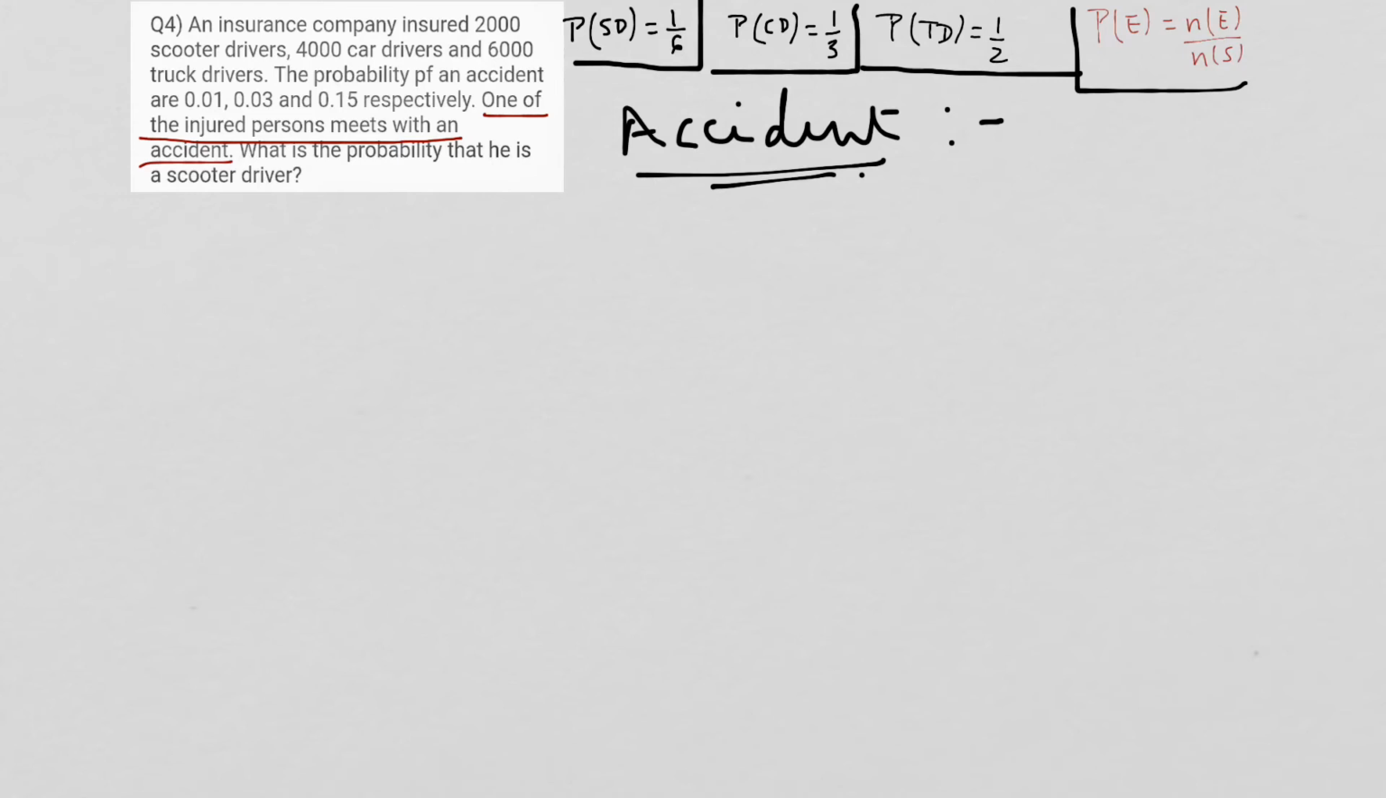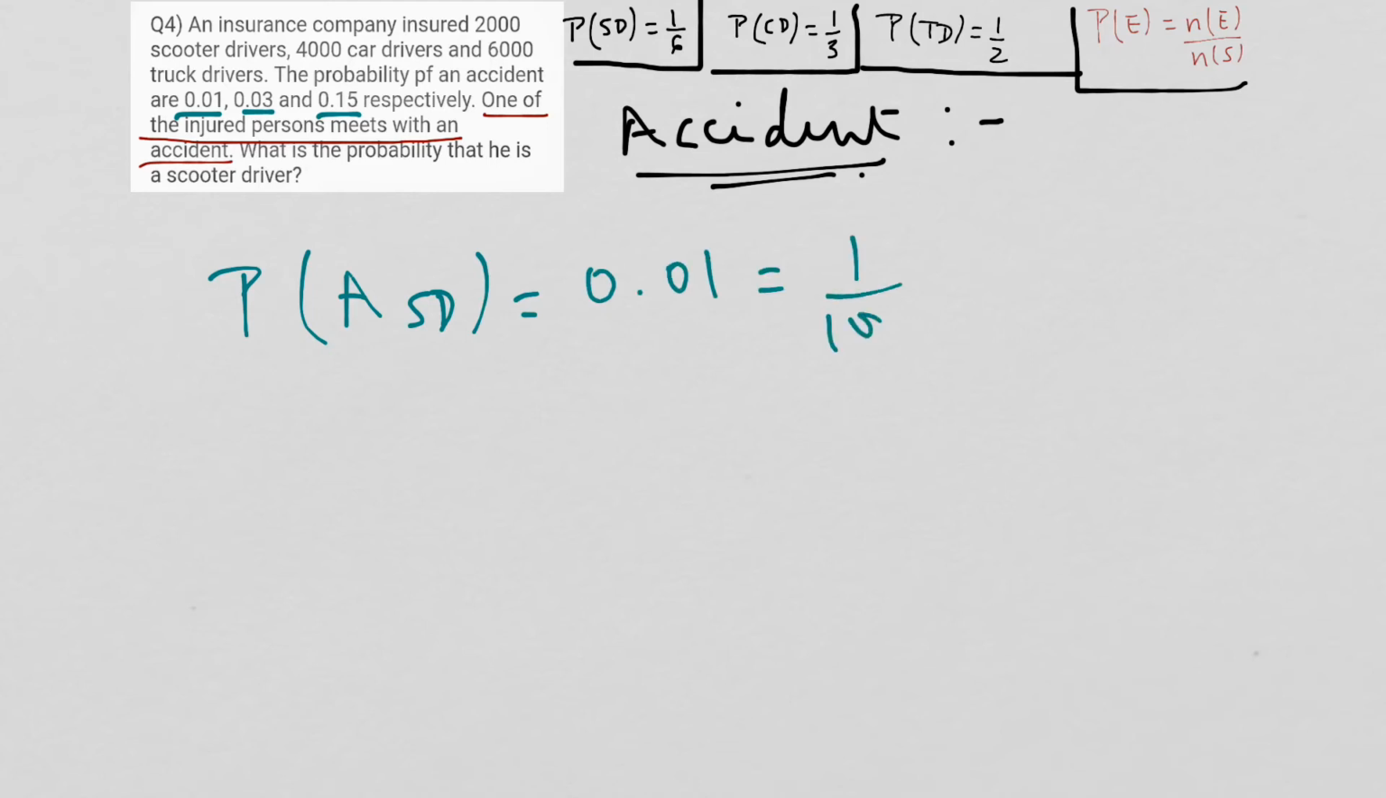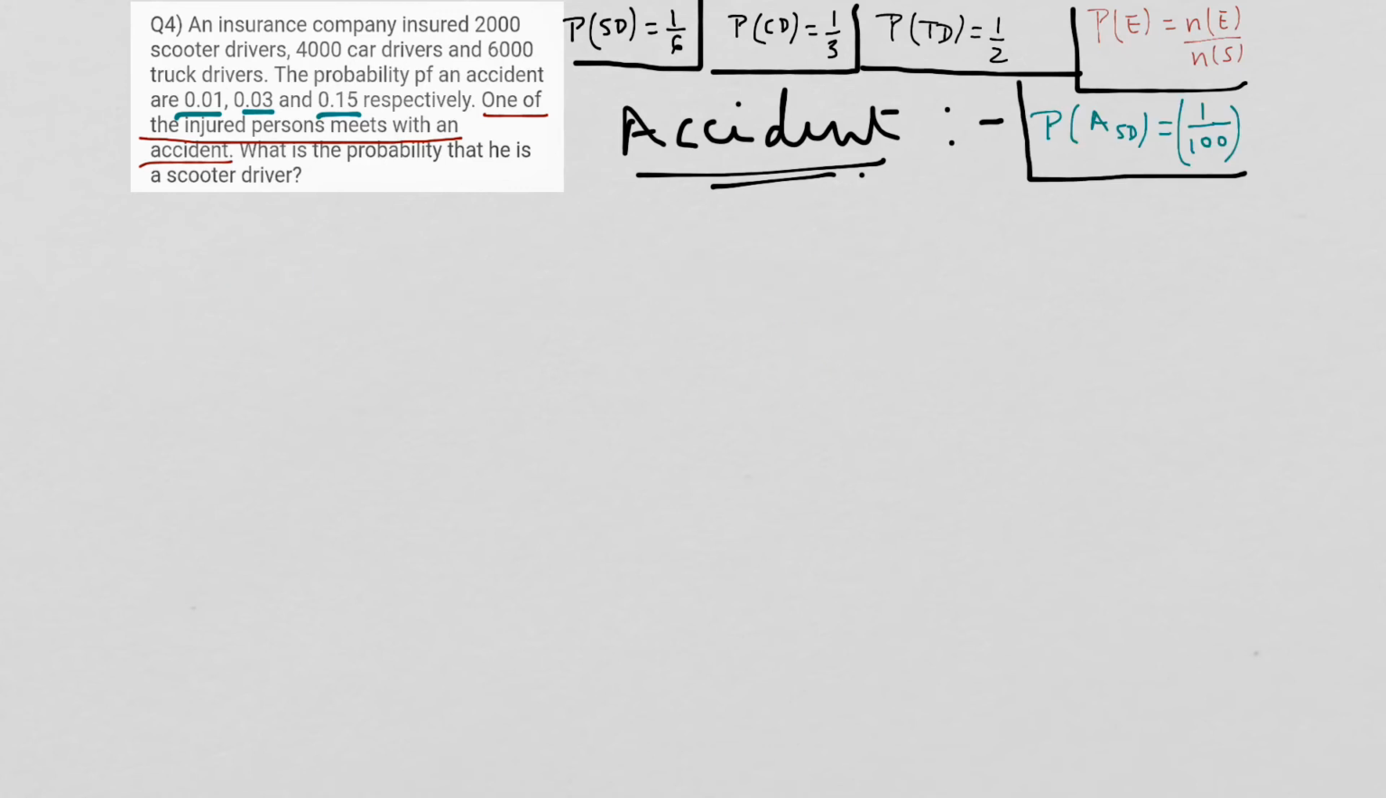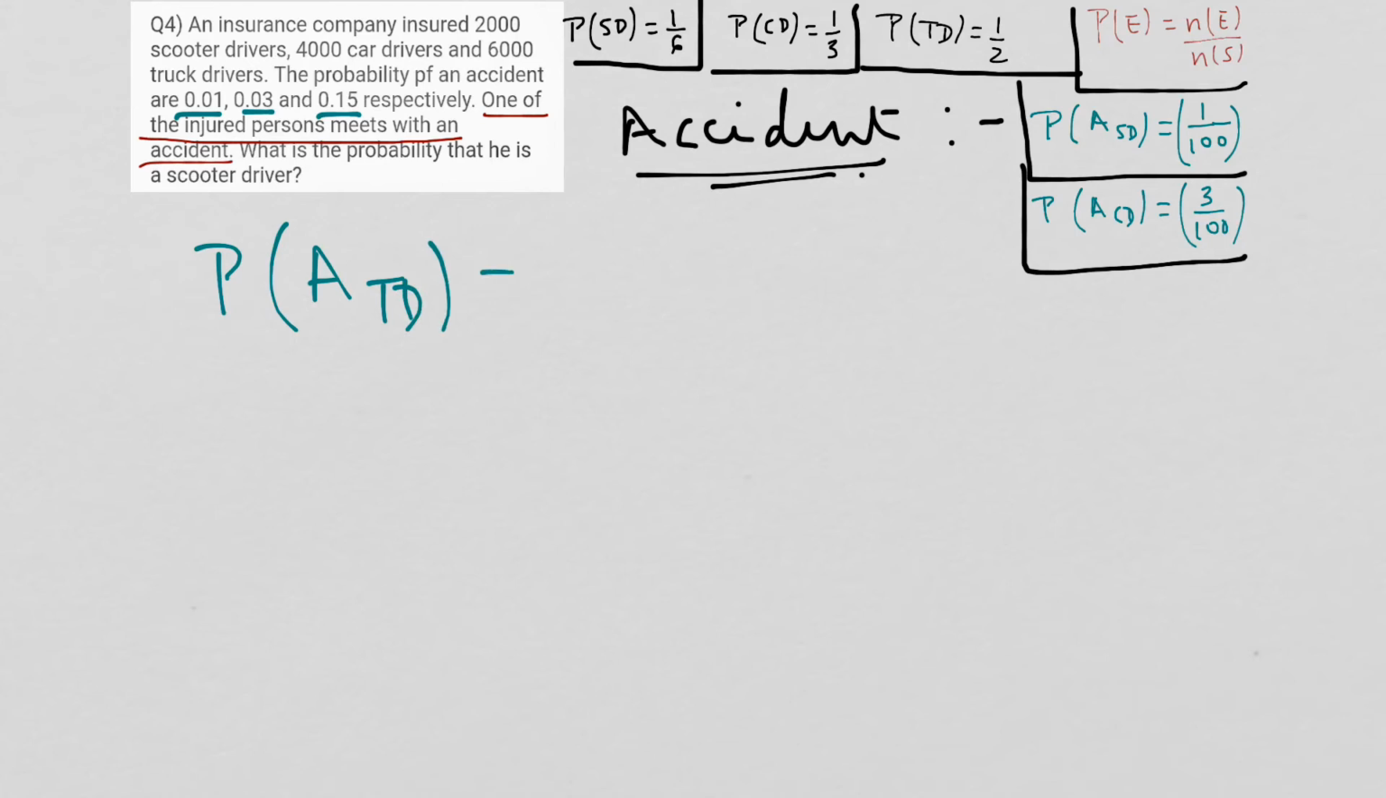Pointing out in the question, that of a scooter is 0.1, that of a car is 0.3, and that of a truck is 0.15. Those are the probabilities of accidents. If I were to put it down, the probability of the accident of a scooter driver is 0.01, which is also equal to 1 by 100. That of a car driver, the probability is 3 upon 100. And the probability of accident of a truck driver is 15 upon 100.